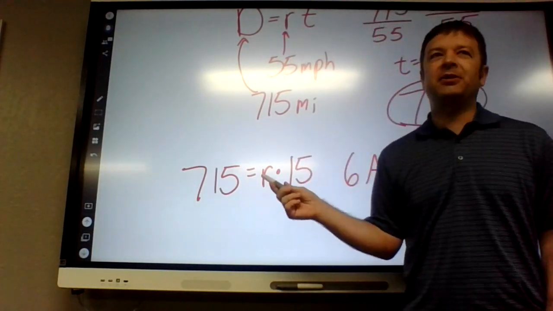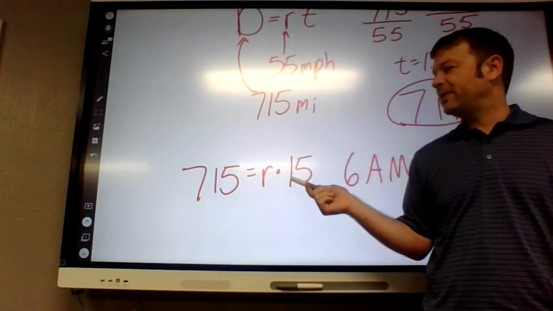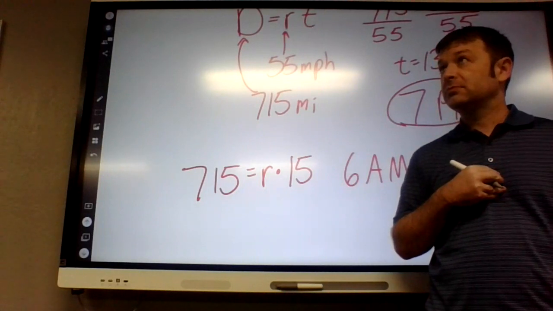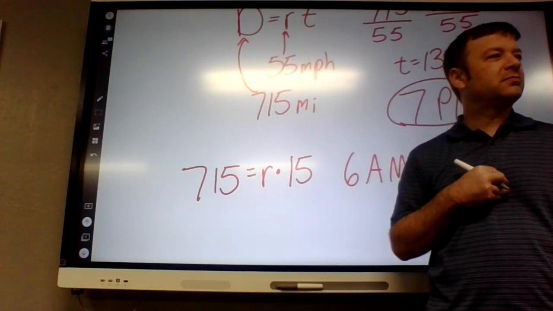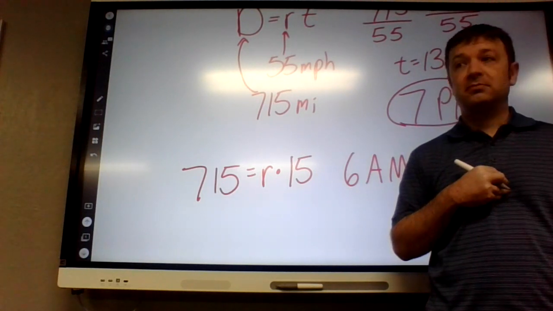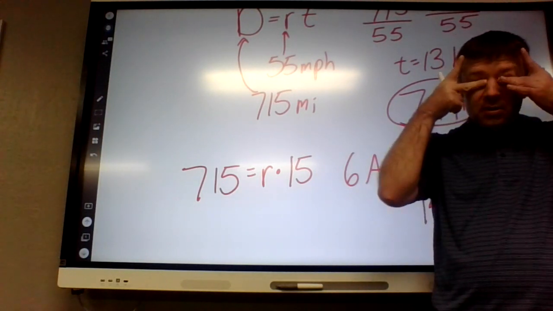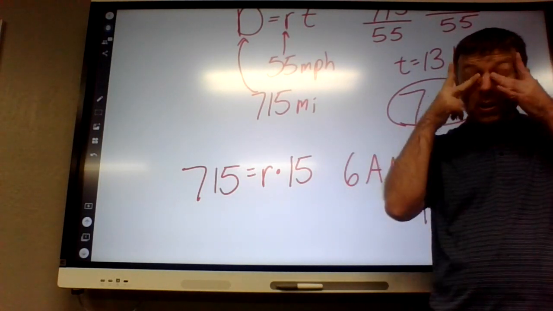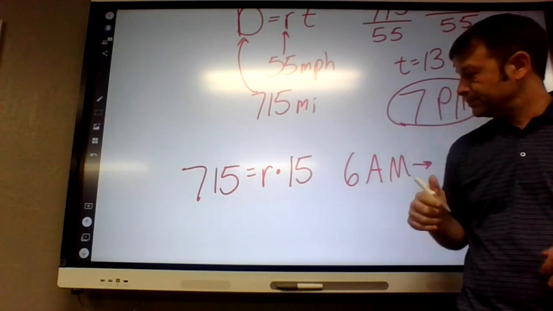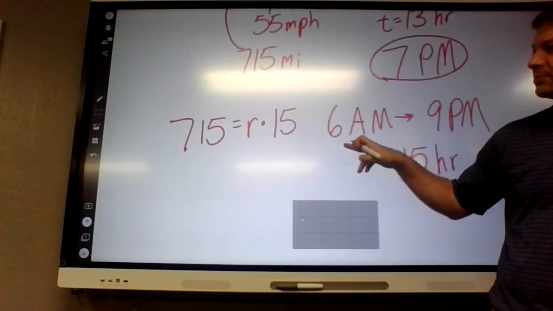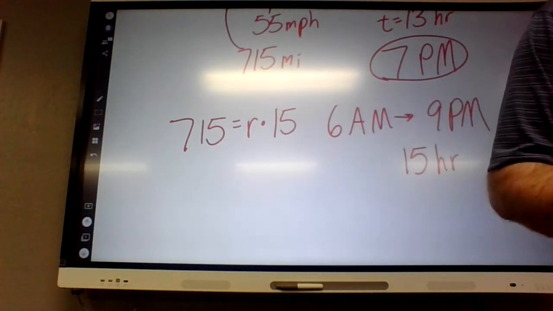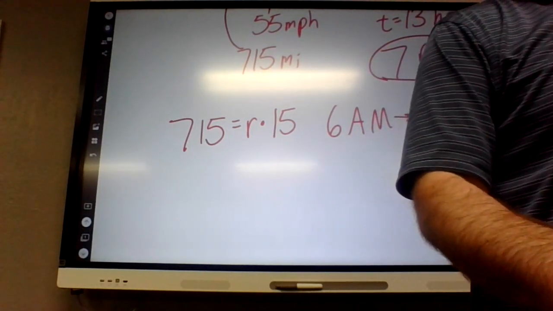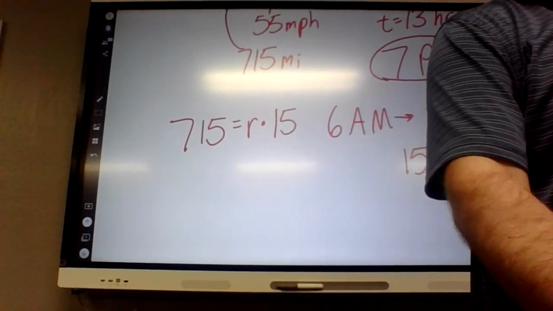Okay, so how do I solve this for R? Divide. Divide. Yeah, you can round it to, just round it to 47.7.